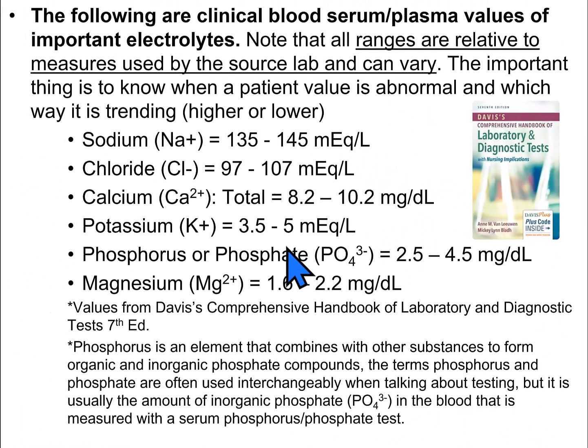Phosphorus and phosphate. Well, these can often be used interchangeably. Phosphorus is an element that combines with other substances to form organic and inorganic phosphate compounds. The terms phosphorus and phosphate are often used interchangeably when talking about testing, but it's usually the amount of inorganic phosphate, PO4 3-, in the blood that's measured with a serum phosphorus phosphate test.